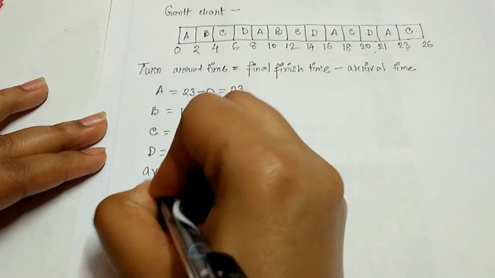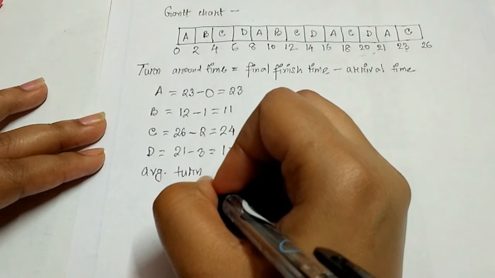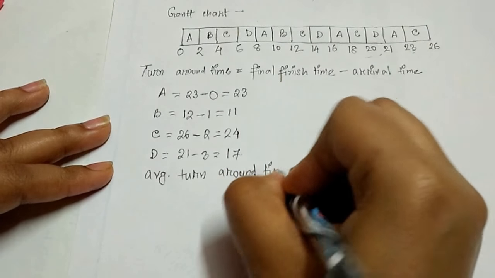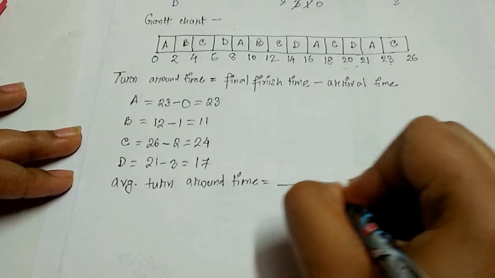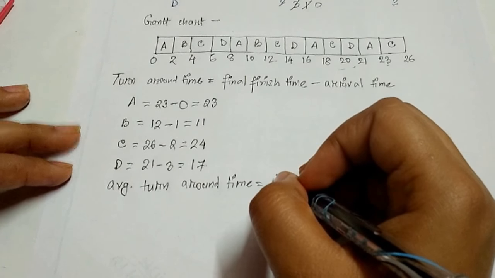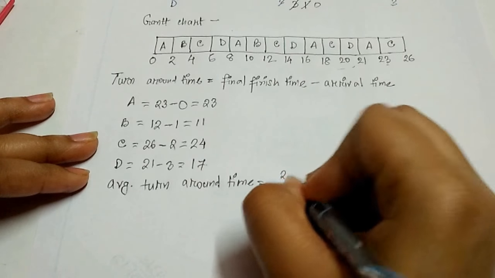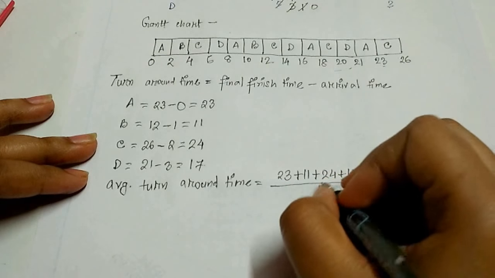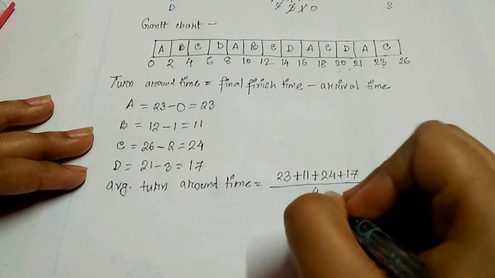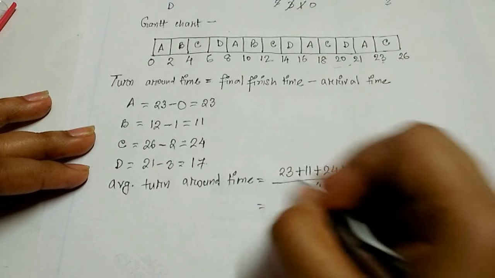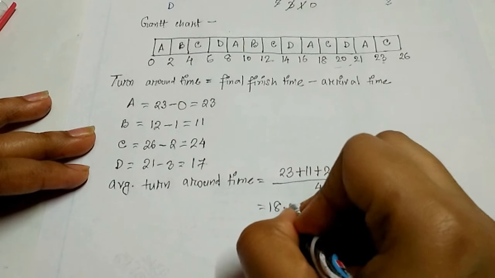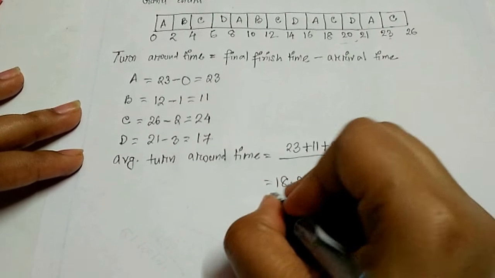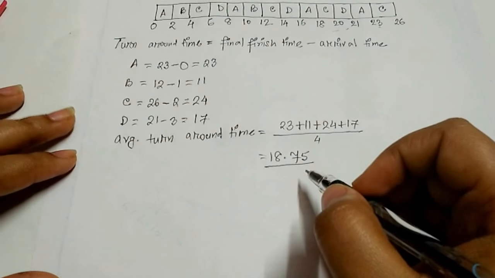Now calculate the average turnaround time. The average turnaround time equals the addition of all the turnaround times of the processes, that is 23, 11, 24 plus 17, divided by the number of processes, that is 4. By calculating this, we will get 18.75. Here we get our first answer.